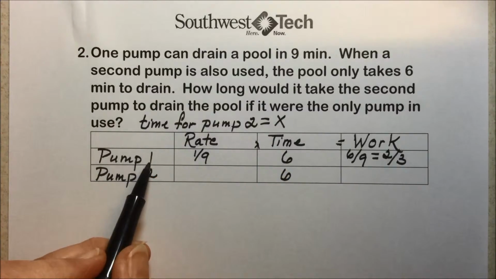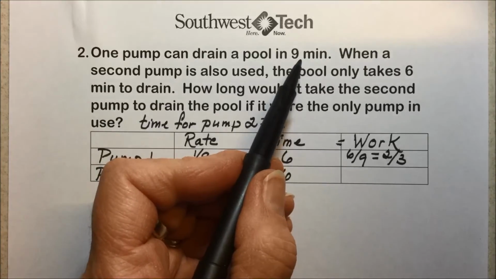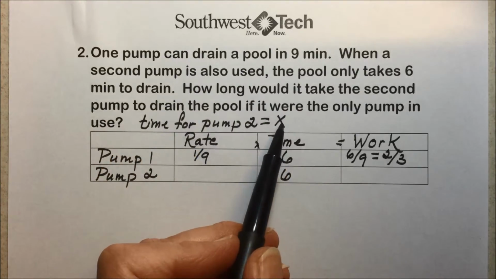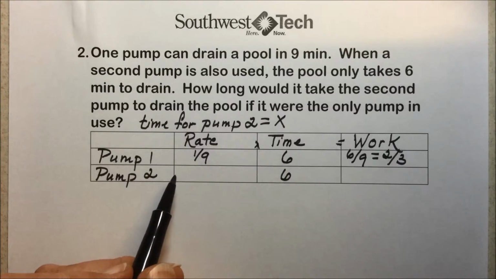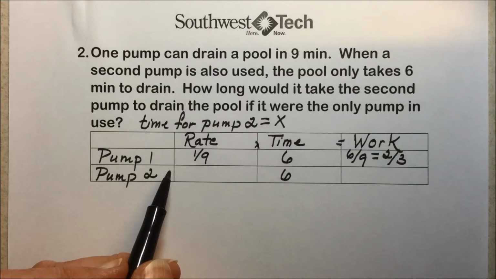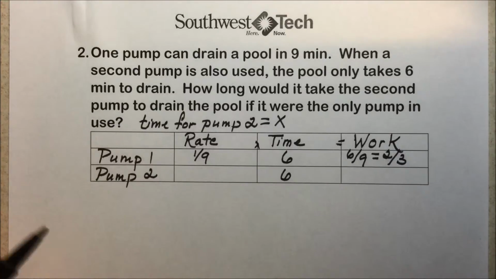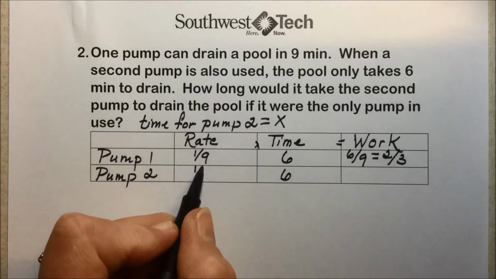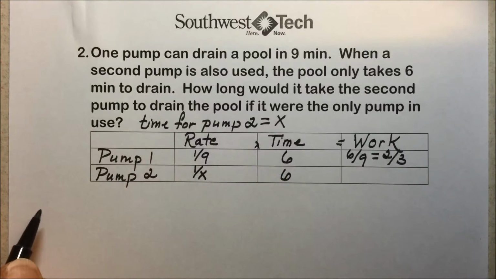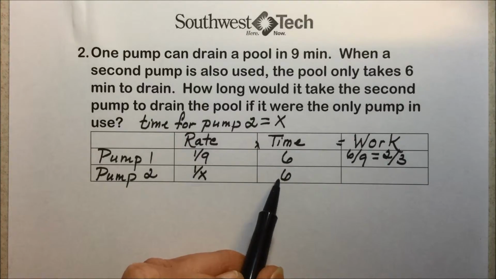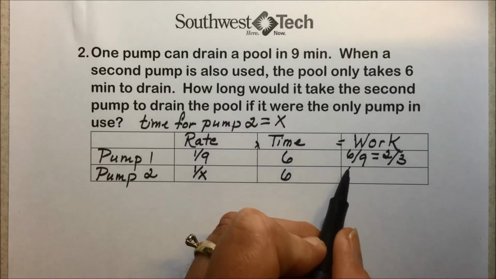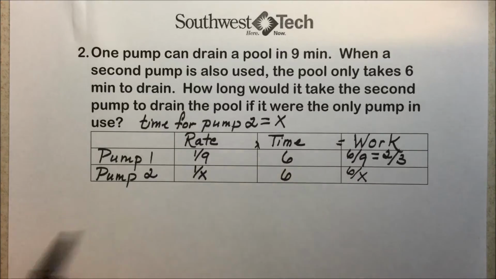Similar to what we did with pump 1, it takes 9 minutes working alone. We're letting x represent the time for pump 2 working alone, so its rate, and again, keep in mind that the rate is the amount of work done in 1 unit of time, in this case minutes. So every minute that goes by, it's doing 1/x amount of work. We now can fill in the last cell in our table. Rate times time, 1/x times 6, leaves us with 6/x for the amount of work done by pump 2.